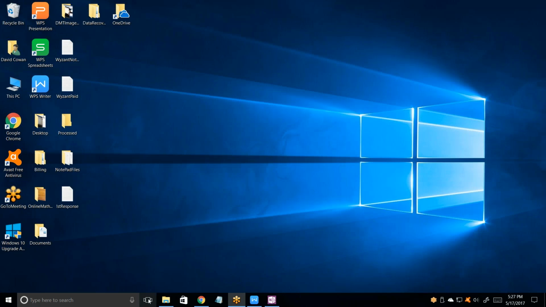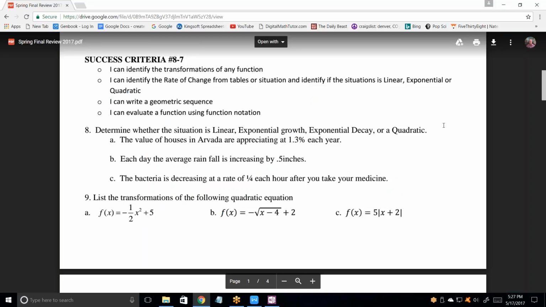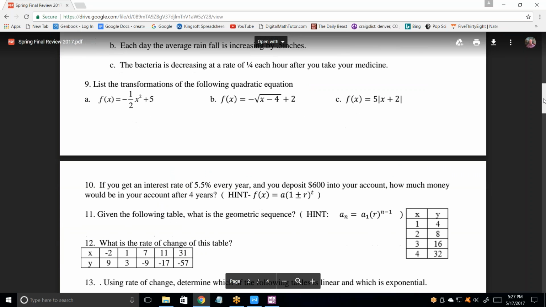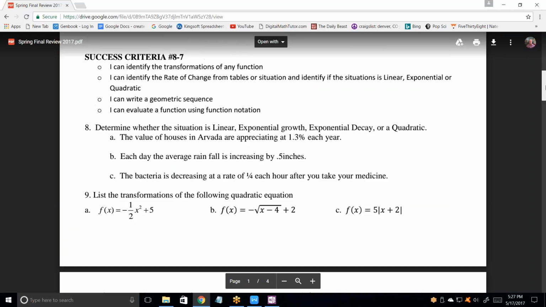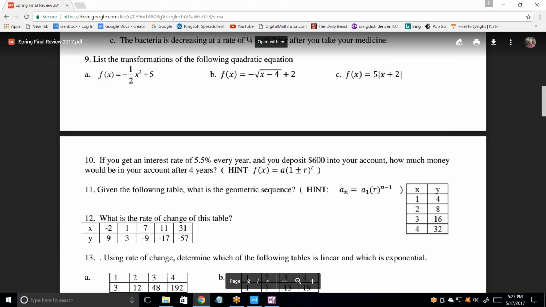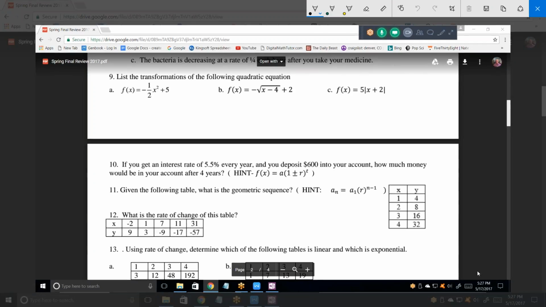All right, let's go back and look at how you can identify the transformations. Well, let's skip to 9, merely because 8 is not a transformation problem, and we just talked about it. So, go from left to right. What's the minus sign do? On 9a.